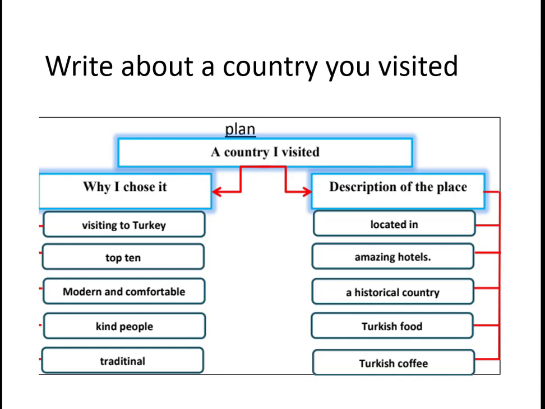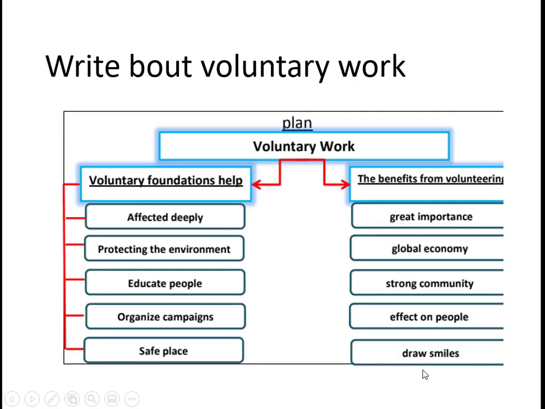Visiting Turkey. This is the main idea that is going to be discussed in the first paragraph. Top 10. Modern, comfortable, kind people, traditional. The description of the place, located in, about the location, amazing hotels, historical country, Turkish food, Turkish coffee. Another example, voluntary work.